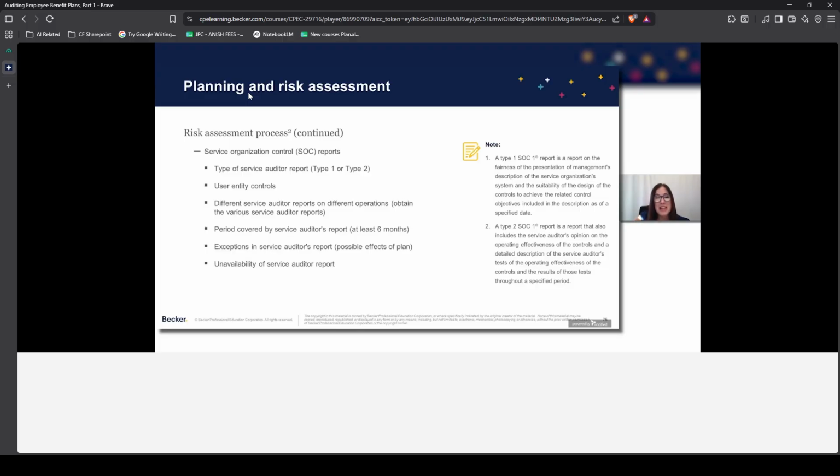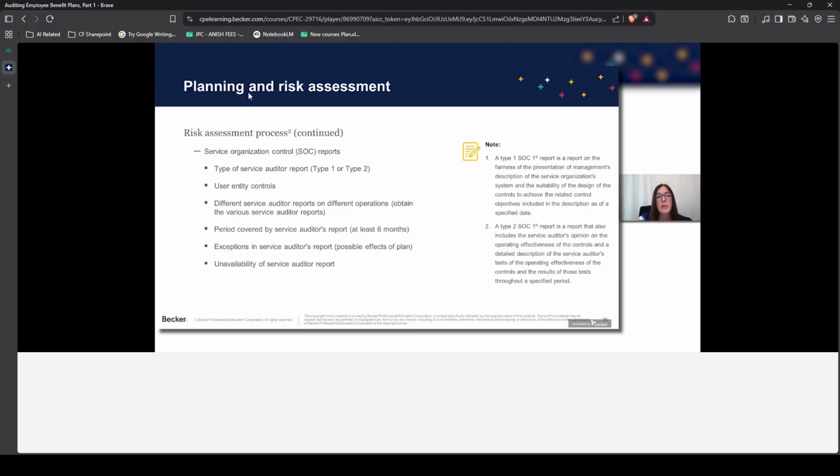So I did pause there intentionally because I wanted to let that sink in for a second: if the service provider does not have a SOC report, you still have to obtain an understanding of the controls of the service provider. Hopefully they will have something they can provide to you, or you can speak to enough individuals to get a basic understanding of the controls of the service provider. If not, worst case scenario, you may have to go visit that service provider.